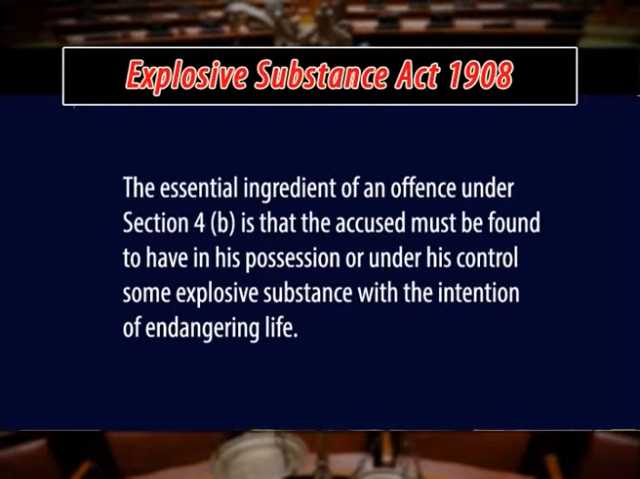The essential ingredient of an offence under Section 4(b) is that the accused must be found to have in his possession or under his control some explosive substance with the intention of endangering life. A man may be in close proximity to an objectionable substance such as a bomb or other explosive article, and the same may even burst while he is in that position. It can hardly be said that from this fact alone it is proved that he had possession or control over that article within the meaning of the said section.